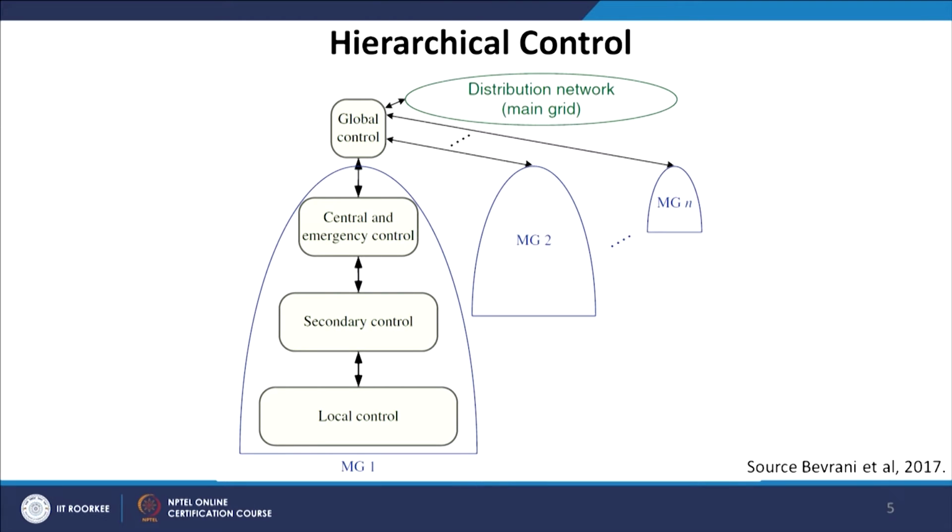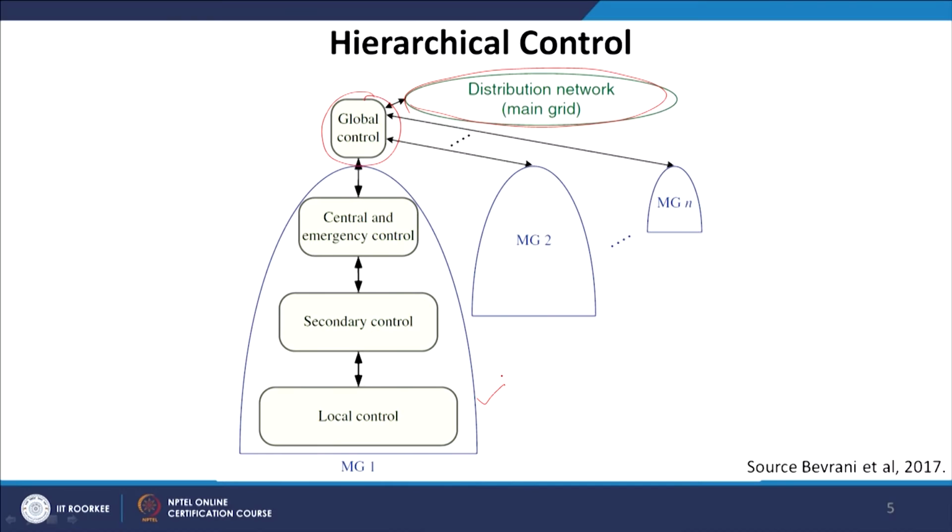Now, let us move into hierarchical control. In case of hierarchical control, we can see the distribution network, which is my main grid, connected to the global controller. And imagine that we have microgrids connected at different buses of the distribution network, and there could be as many as n number of microgrids connected to my distribution system. Consider this as microgrid 1, microgrid 2, microgrid n.